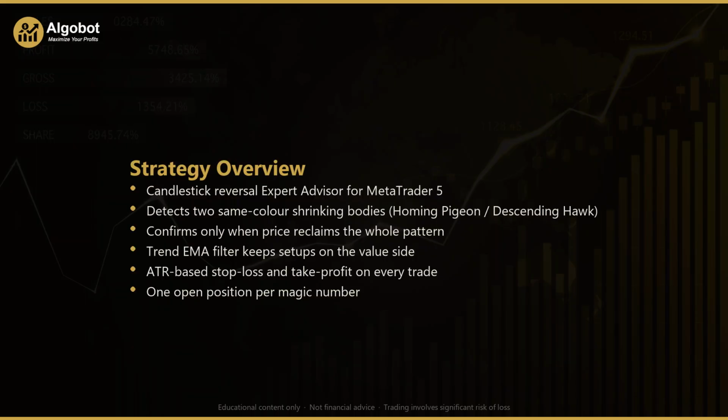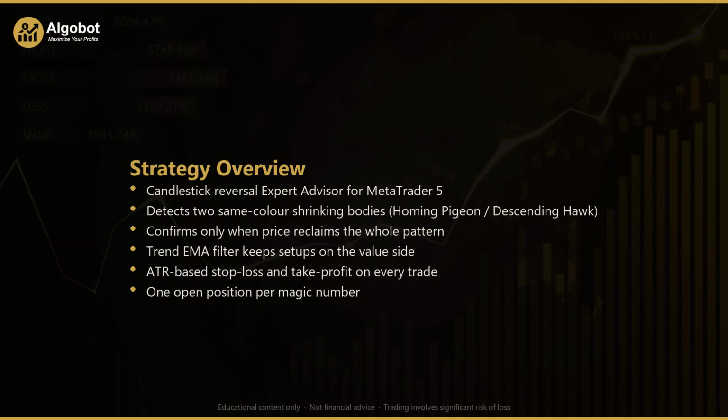Let's start with the big picture. Contracting Body Reversal is an expert advisor built for MetaTrader 5 that studies the shape and size of individual candles. Most two-candle reversal patterns that traders know, like the harami or the engulfing pattern, rely on a second candle that is the opposite color of the first. This strategy takes the opposite view.